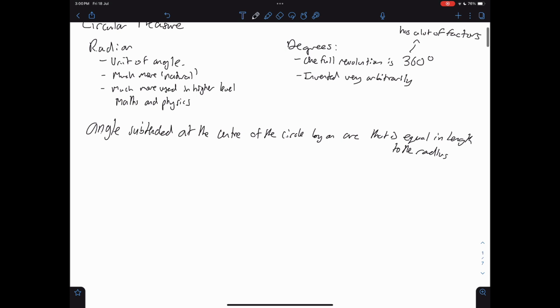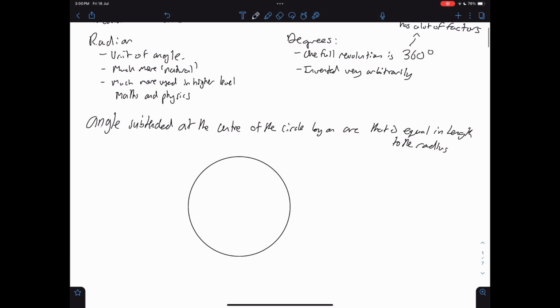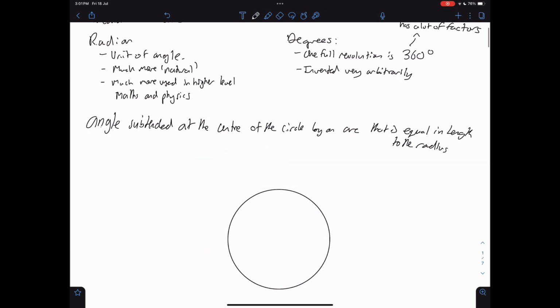So let's draw a circle and just imagine an arc. Well, this is our radius, a bit longer than the radius unfortunately, but I take that and roughly do an arc, drawing along the border of the circle, that is roughly equal to the radius. We'll call this R, we'll call this R.